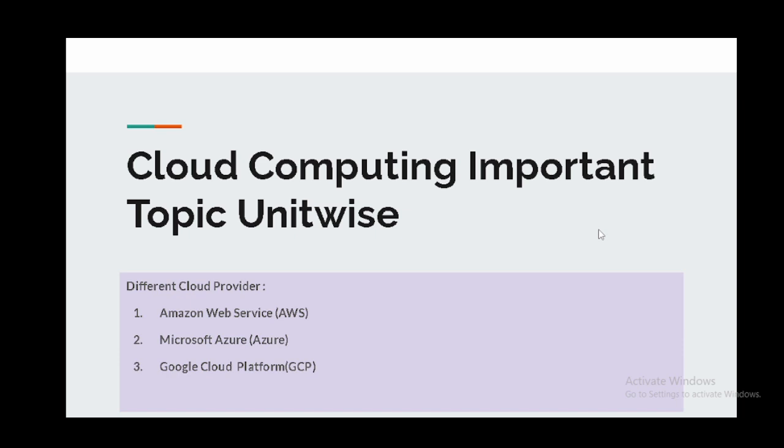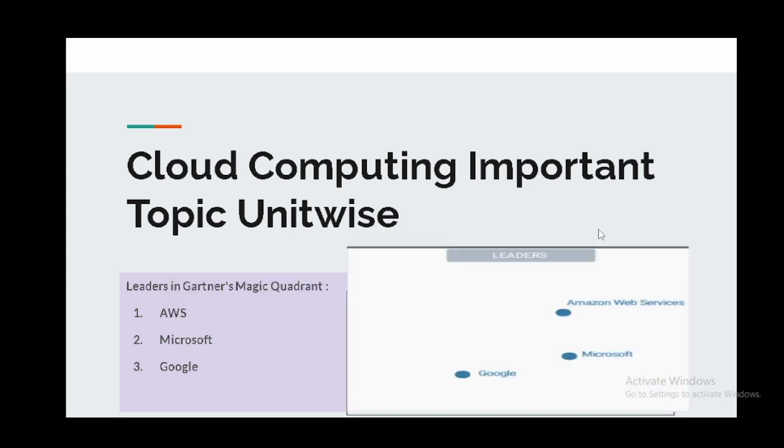So going to the next slide, I show you that there are leaders in the Gartner's quadrant. In the leaders quadrant are Amazon Web Services, Microsoft and Google. These three cloud providers are in the leaders quadrant. Now if I go to some deeper topics, what are the deeper things that the cloud is providing, whether it is AWS, or Microsoft's cloud, or the Google cloud. The first and foremost thing is IAM.